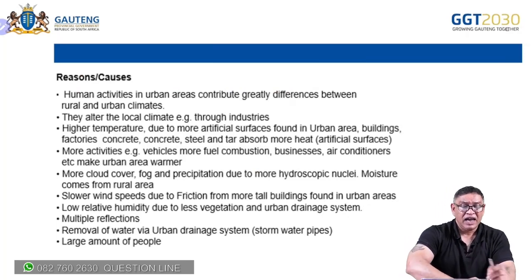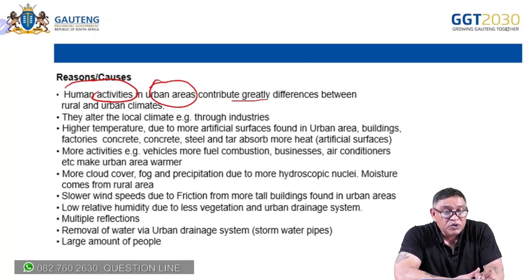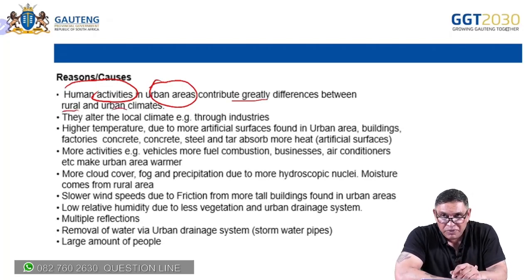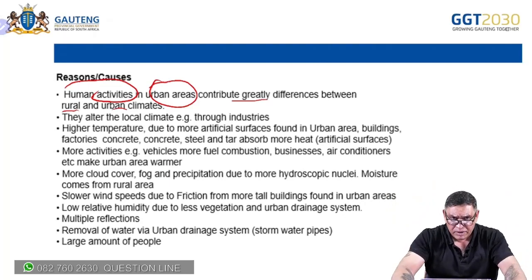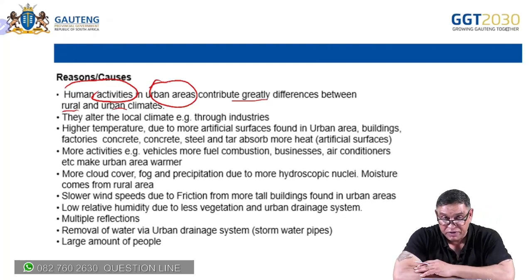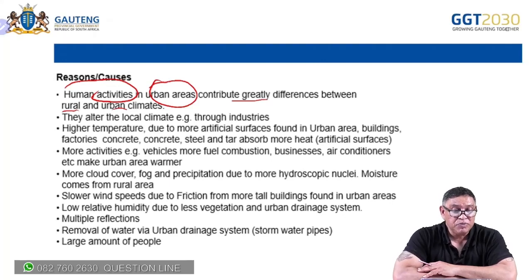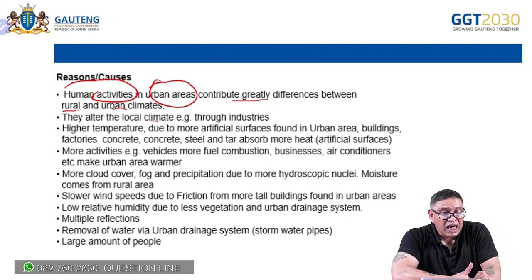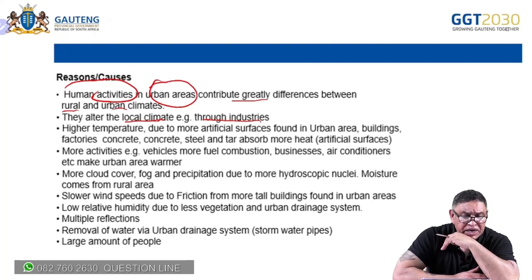Reasons and causes, as I highlighted. Human activities in urban areas contribute greatly to the difference between rural and urban climates. There are businesses, there are furnaces working in the factories, and you find this all in the urban areas. Air conditioners also. I know you may say air conditioners are cool, but if you go on the outside of the building, it's giving off heat. People in there busy working, machines working. So a lot of human activities contribute to this, and they alter the local climate through industries. Industries are one of the biggest things that give off a lot of heat in the urban areas.